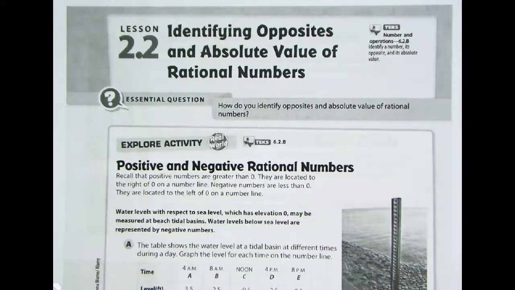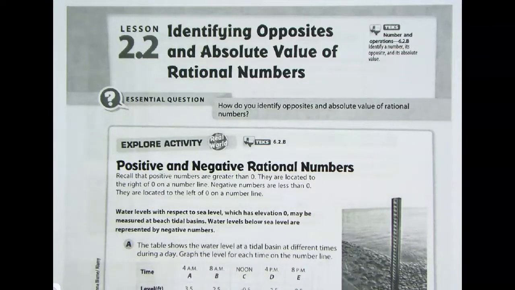This is your math lesson 2.2 on identifying opposites and absolute value of rational numbers. It says recall that positive numbers are greater than zero. They are located to the right of zero on a number line. Negative numbers are less than zero. They are located to the left of zero on a number line.